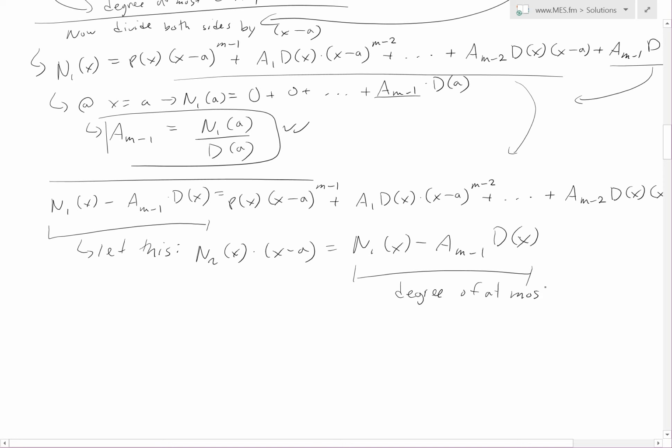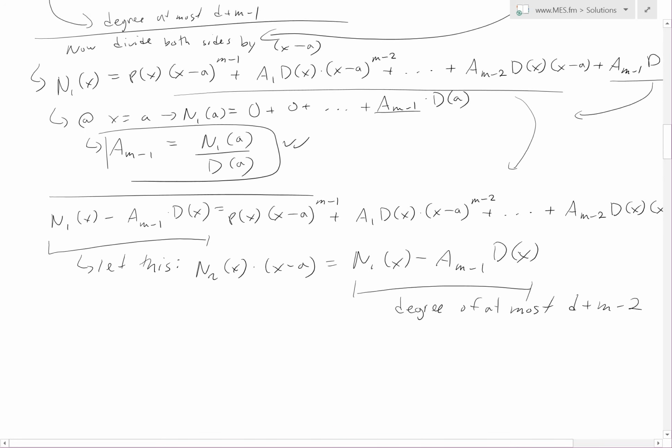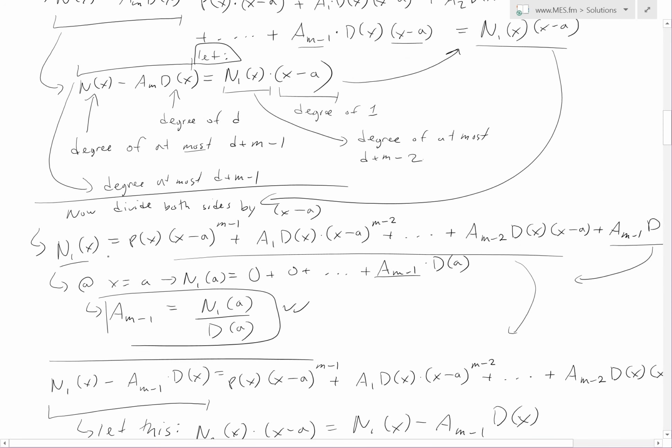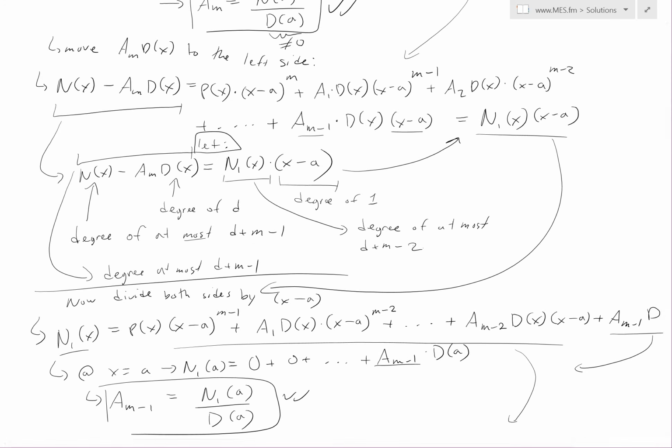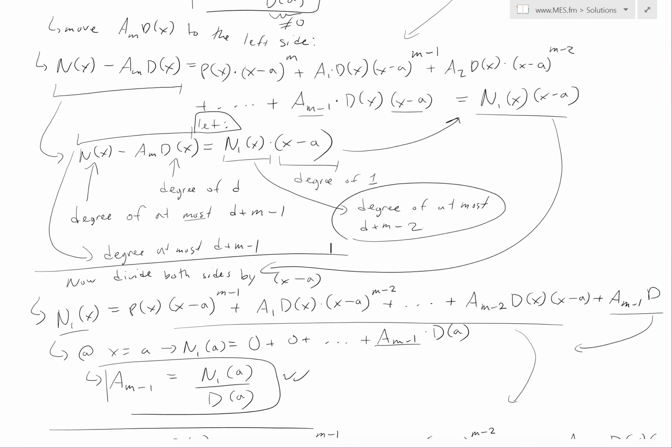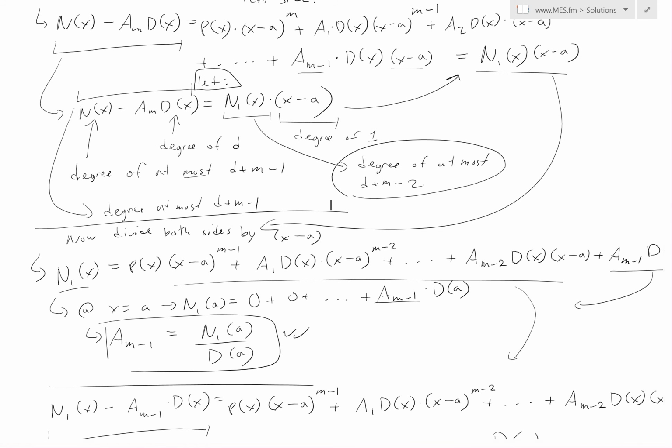d plus m minus 2, because that's what we had for n1 right here. And that is right here. Degree of at most d plus m minus 2, which is the overall thing right here.